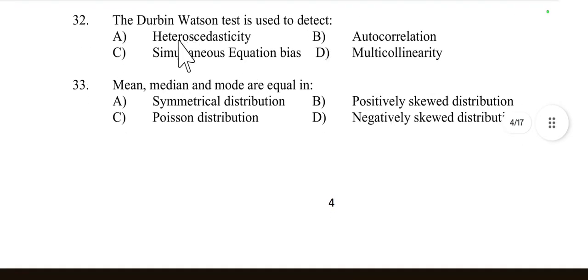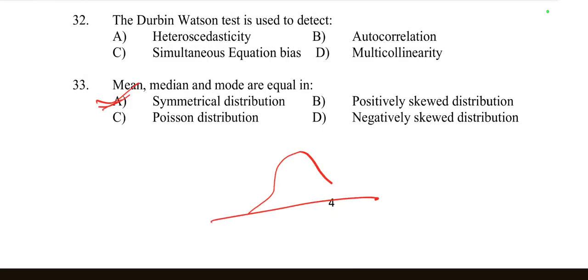Then question number 33. Mean, median and mode are equal in a symmetric distribution. Yes, mean, median, mode are equal when the distribution is symmetric. That is, when mean is equal to median is equal to mode, it is called a symmetric distribution.